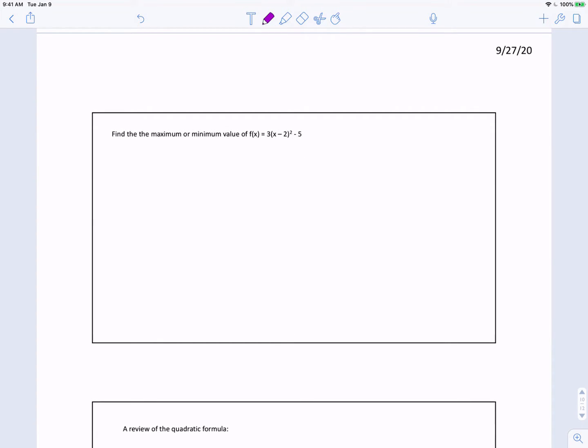So why don't you try this one? Now remember, we already sketched a graph of this one just a minute ago. So look back in your notes and then use the graph that we sketched where we talked about the vertex of this parabola and see if you can find out whether this parabola has a maximum or a minimum value, what it is, and where it occurs.